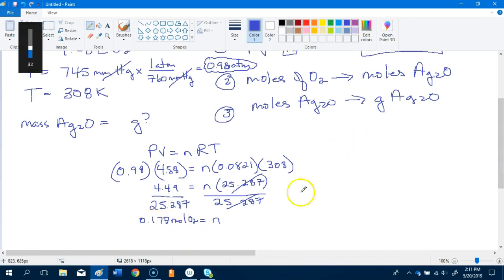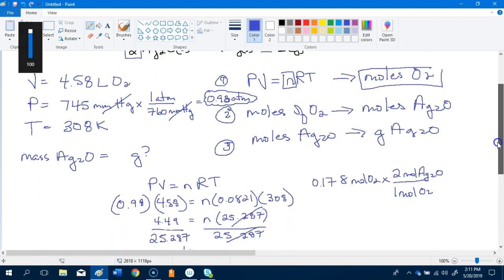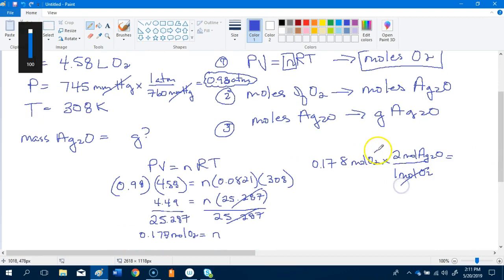So for that, I'm going to take my 0.178 moles of O2, and I'm going to multiply that by the conversion factor that 1 mole of O2 comes from 2 moles of silver oxide. So right from that chemical reaction, that balanced equation, 2 to 1. Moles of O2 will cancel out, and then 0.178 times 2 gives me 0.355 moles of silver oxide. So that's step 2 done.